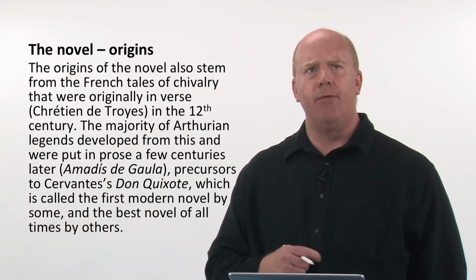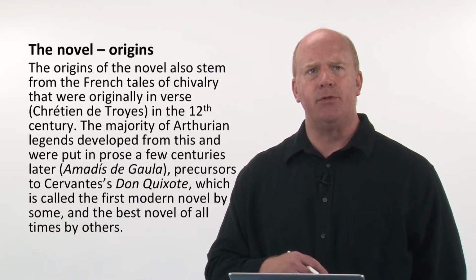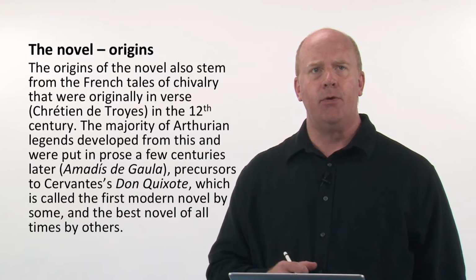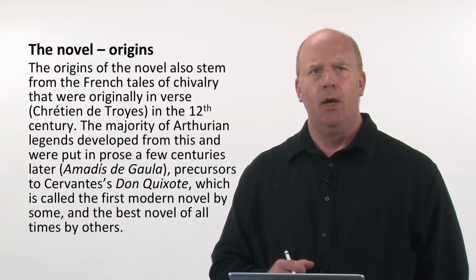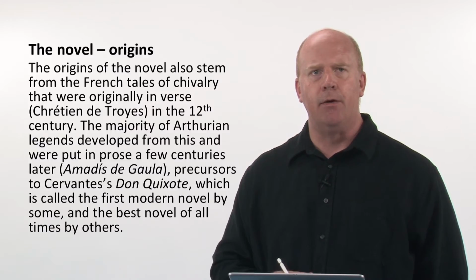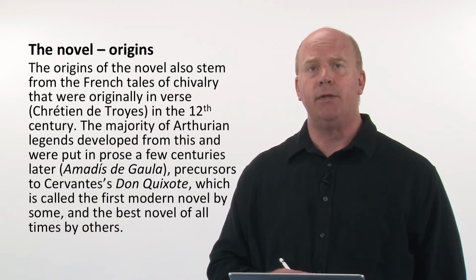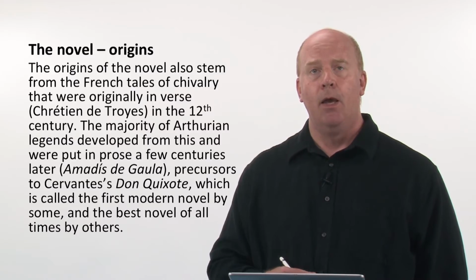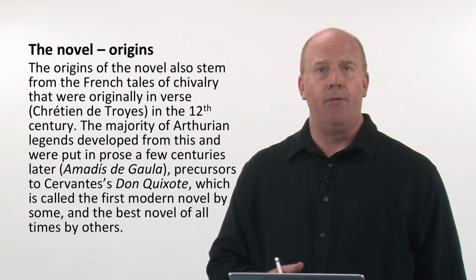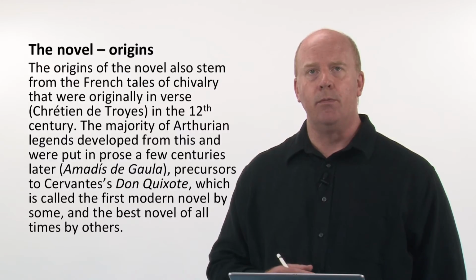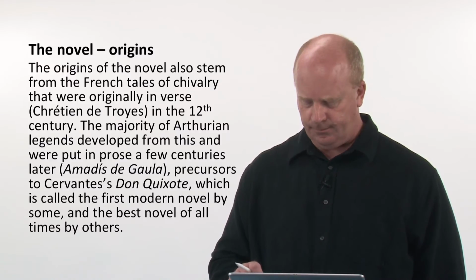So the origins of the novel also stem back to the French tales of chivalry from the 12th century. The majority of Arthurian legends developed from this and were put in prose a few centuries later. And it's interesting because all these were precursors to Cervantes' Don Quixote. And Don Quixote is called by some the first novel and by others the best novel ever written. So it's kind of an important point in our studies.